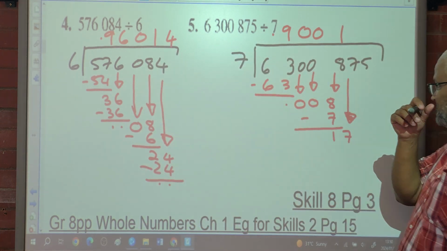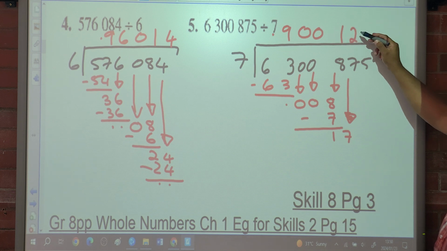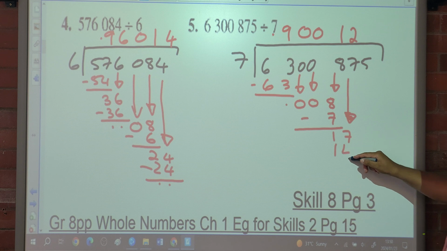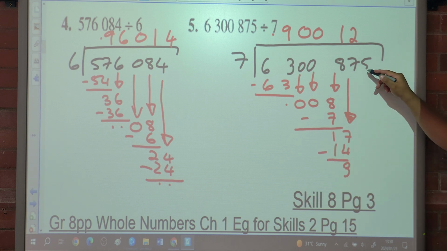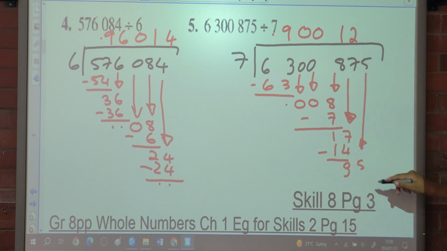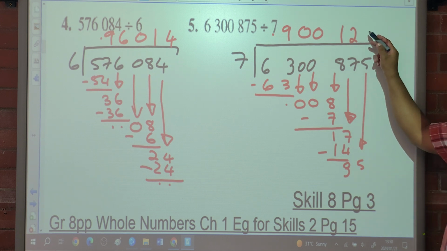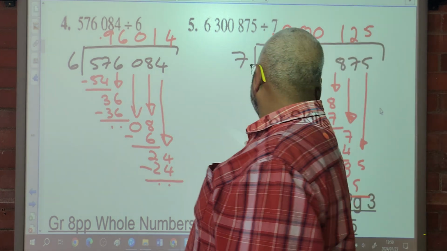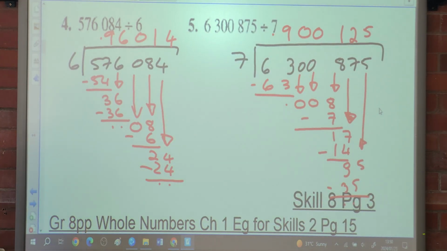7 going into 17 how many times? Twice. 2 times 7, sorry. 14. Subtract again. Bring down the 5. 7 going into 35 how many times? 5 times. 5 times 7? 35. Subtract again. So 6,300,875 divided by 7 is 900,125. Leave it just there.